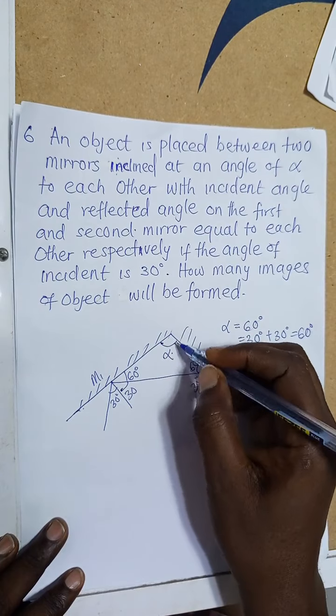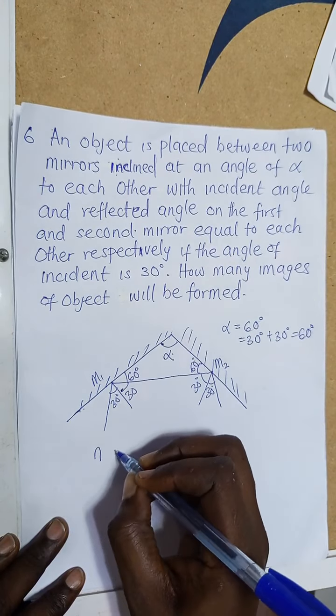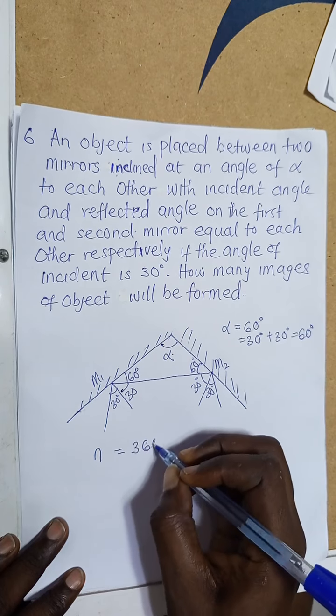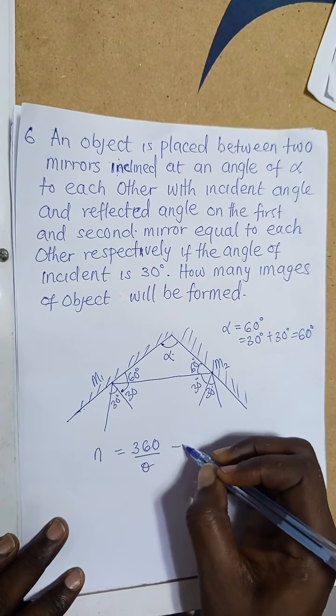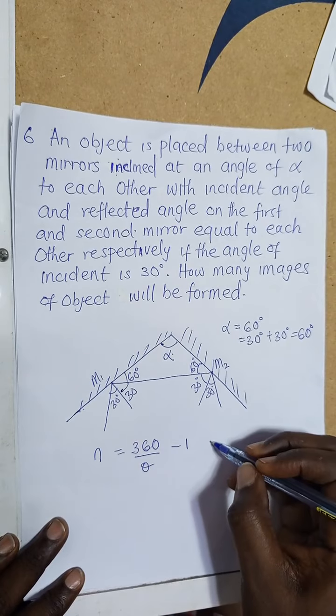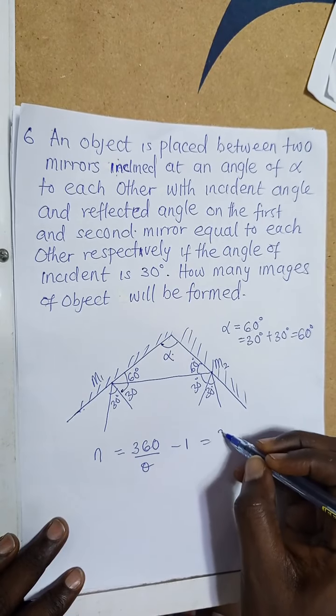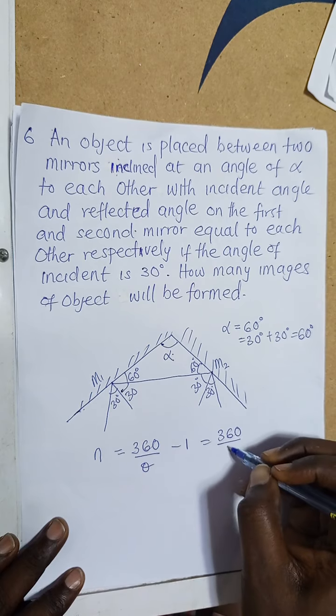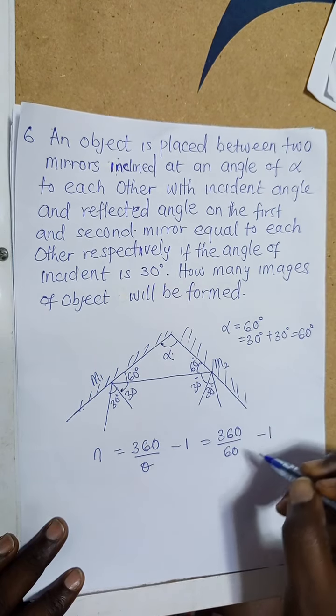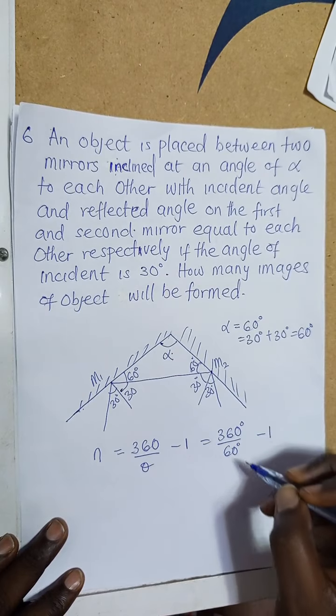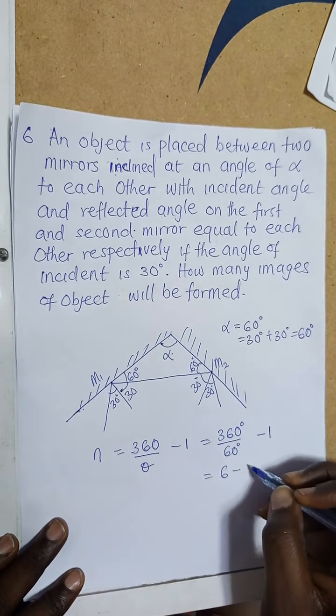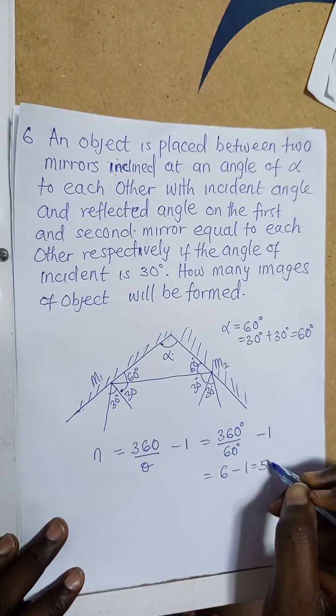Now, having gotten your angle between the two mirrors, you now use your n equals to what? 360 divided by theta minus 1. Now, you now have what? 360 divided by 60 minus 1. 360 degree divided by 60 degree will give us what? 6 minus 1 will be equal to 5.